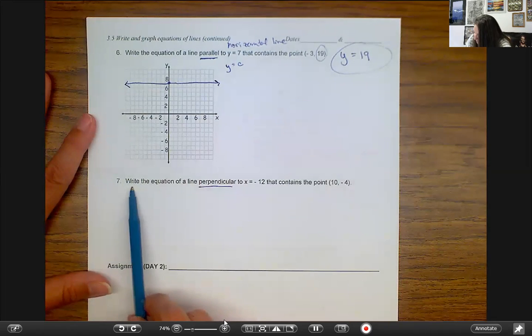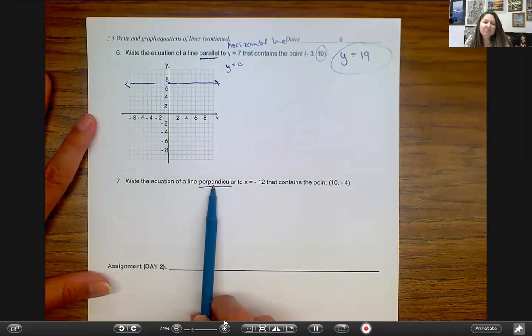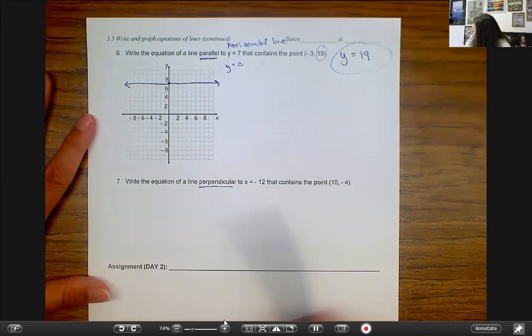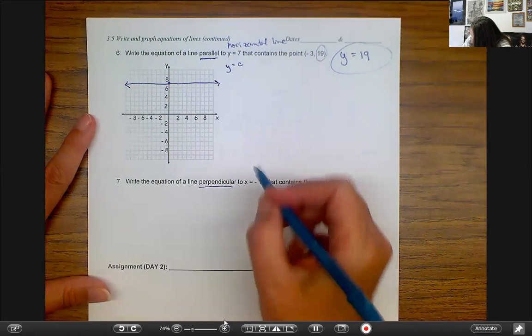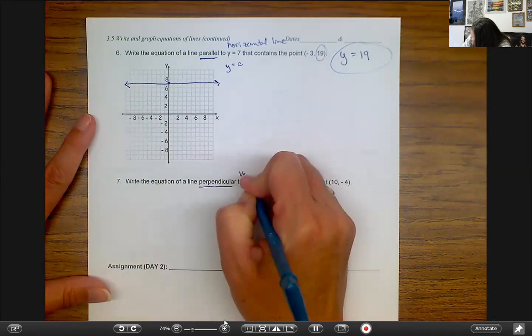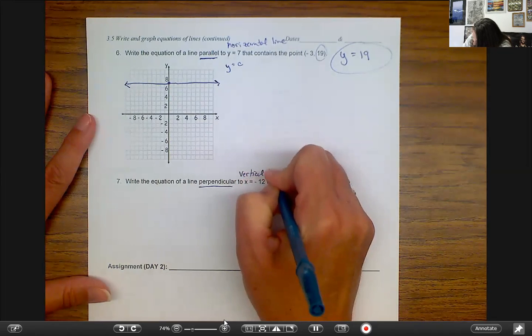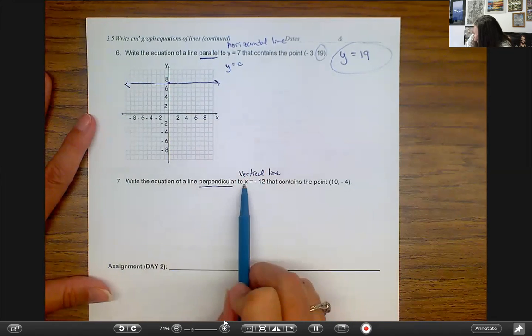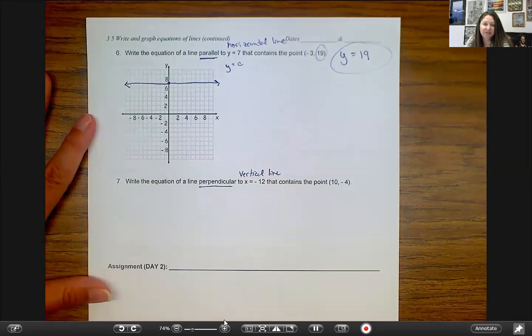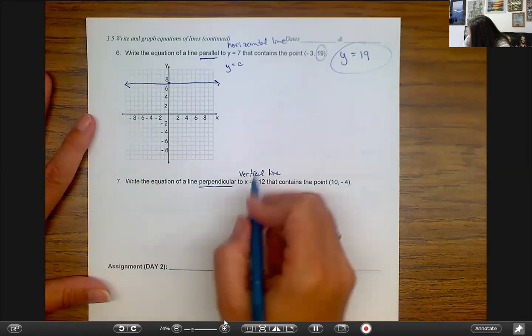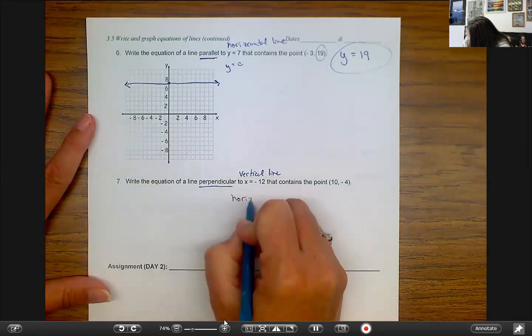So let's take this same scenario now, but change that. This time we want the equation of the line that runs perpendicular to x equals negative 12, containing the point 10, negative 4. Well, keep in mind that x equals negative 12 is going to be a vertical line that crosses the x-axis at negative 12. If we want to be perpendicular to this, we then need a horizontal line.